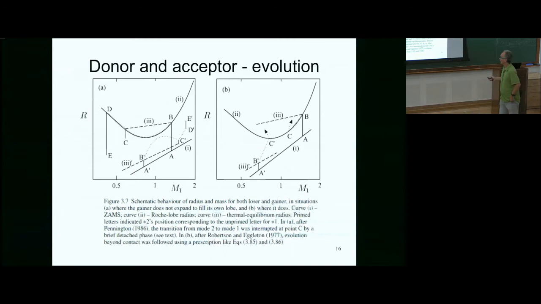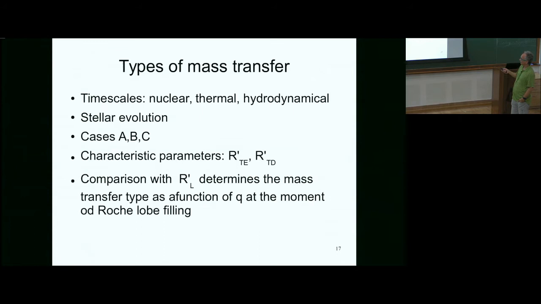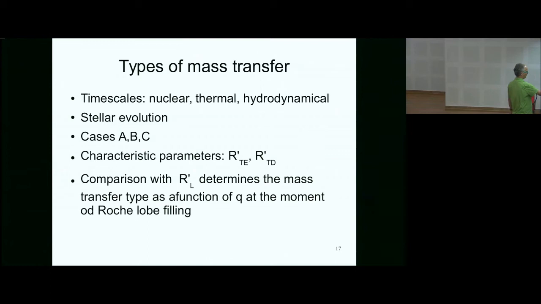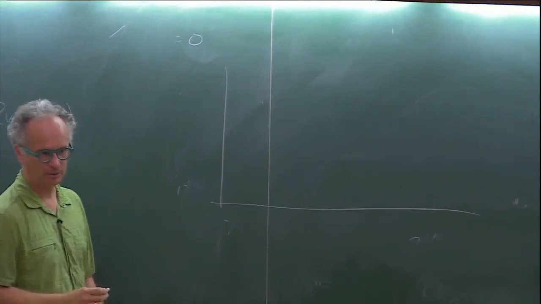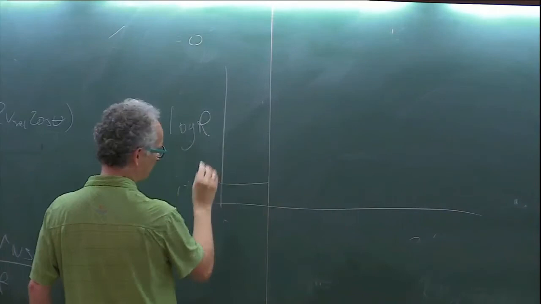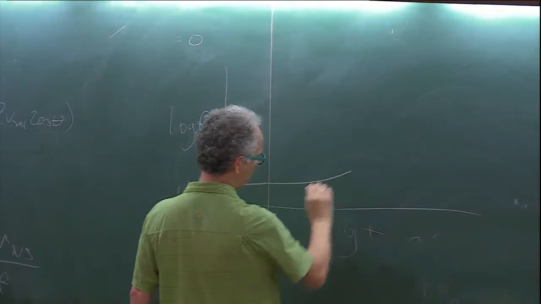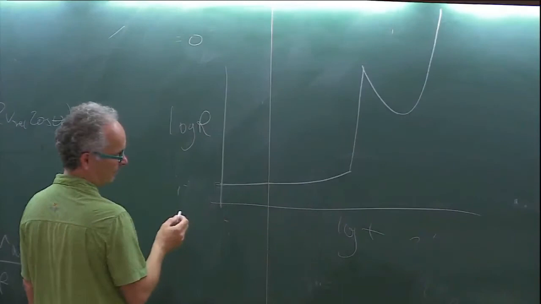And in the literature, you will find the typical nomenclature that corresponds to cases A, B, and C of mass transfer, which essentially correspond to the following. If you remember from yesterday's exercises with MESA, the radius of a star, log R versus log T, goes more or less like this, then goes up and like that. So if we have the initiation of mass transfer here, that's case A, that's case B, and this is case C.